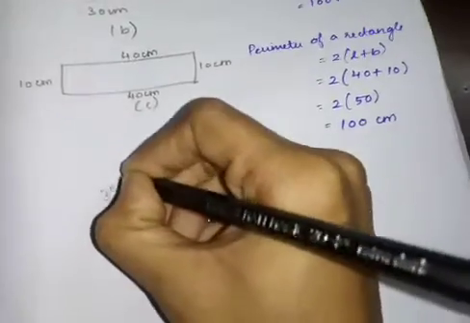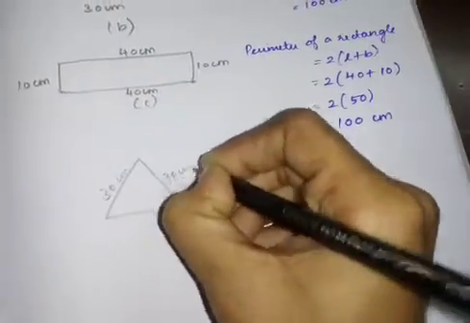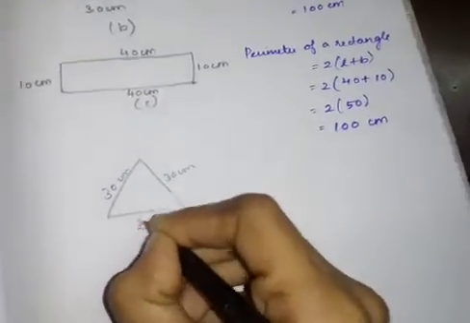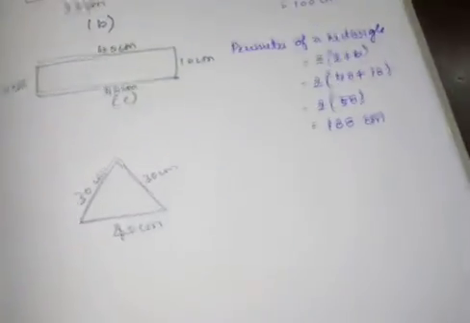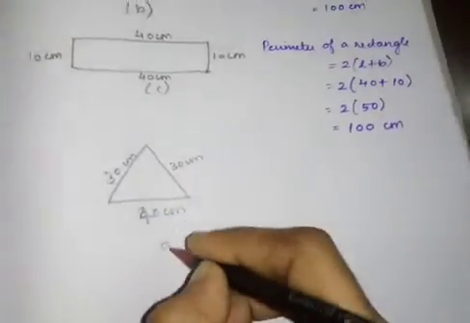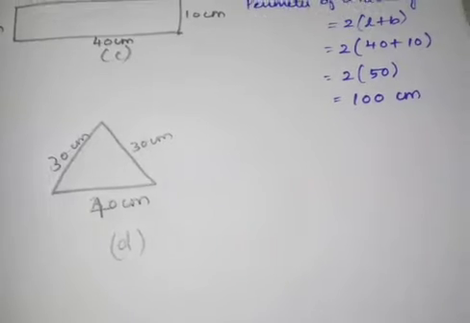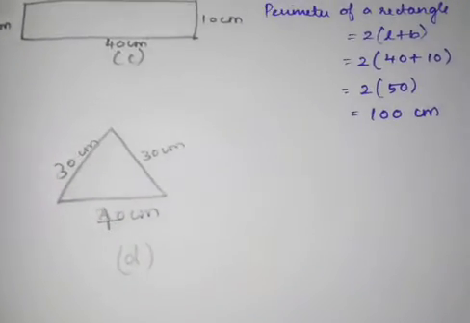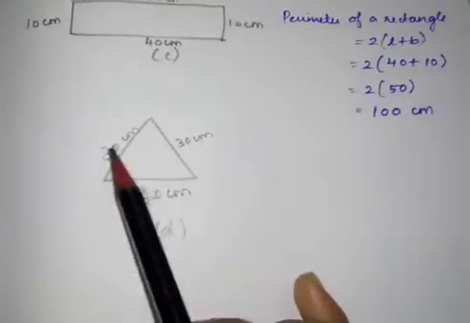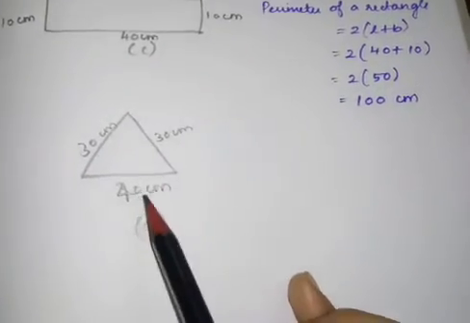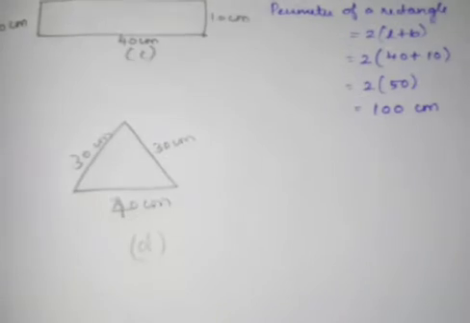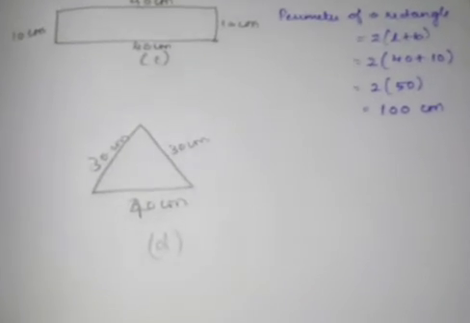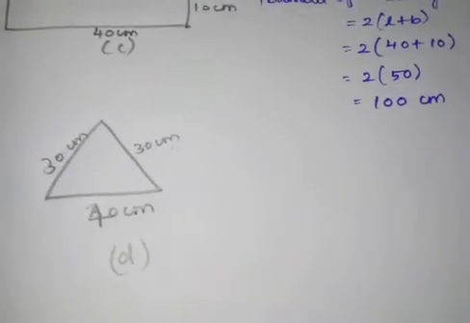So 30 centimeter, 30 centimeter, 40 centimeter. Okay. What triangle is it, children? What is the name of this triangle? It is an isosceles triangle. Why is it an isosceles triangle? Because these two sides are equal and this is not equal. So if two sides are equal in a triangle, then it is an isosceles triangle.